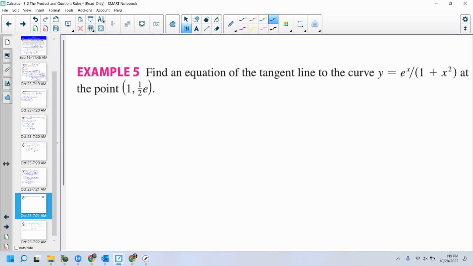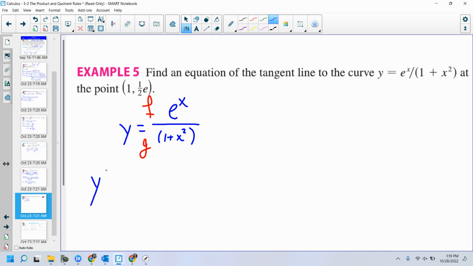Ooh, just a blast. Find an equation of the tangent line of the curve y equals e to the x, our good friend e to the x, over 1 plus x squared. All right, you recognize that we've got to use the quotient rule now, right? See, I'm not going to say, oh, use the quotient rule to define the derivative. No. You just have to know when you have to use it. Recognize that there's a quotient. So this is f and this is g.